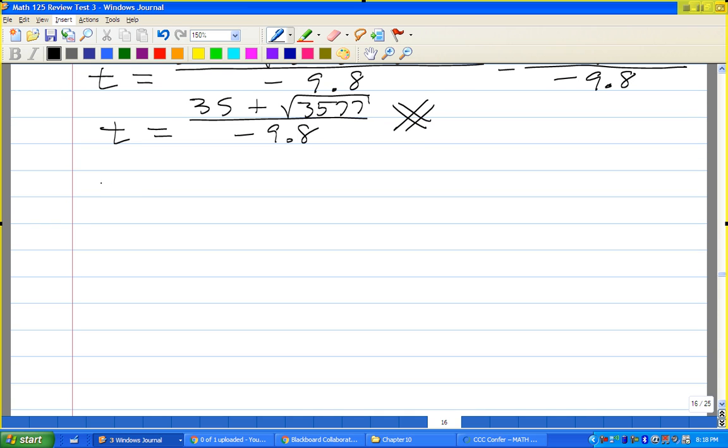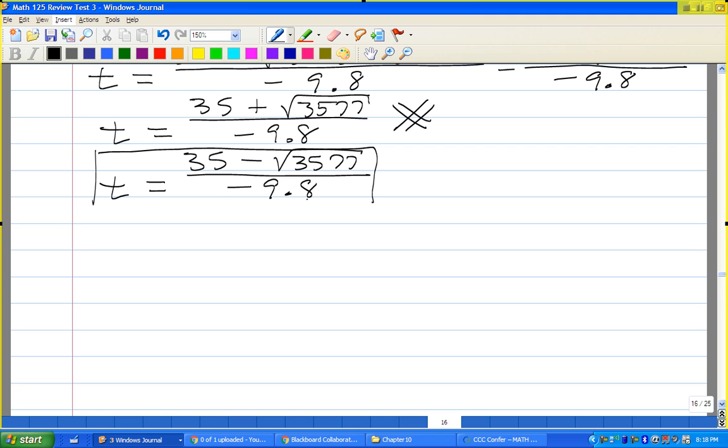Whereas if you do 35 minus radical 3577 over negative 9.8, you're going to get a positive number. And so this is the time. Now, they want you to approximate this. And so let me get the approximate answer here.